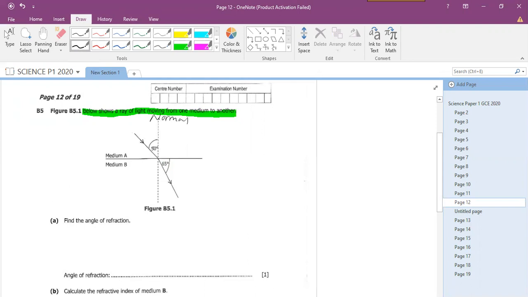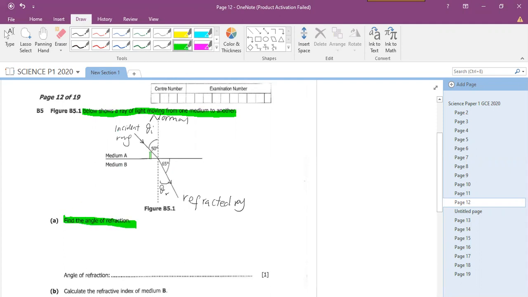And this ray here is known as the incident ray. Therefore, this 50 degrees there is the angle of incidence. And then this ray here is the refracted ray. Since this is the refracted ray, this angle here is known as the angle of refraction. So they are saying find this angle of refraction.